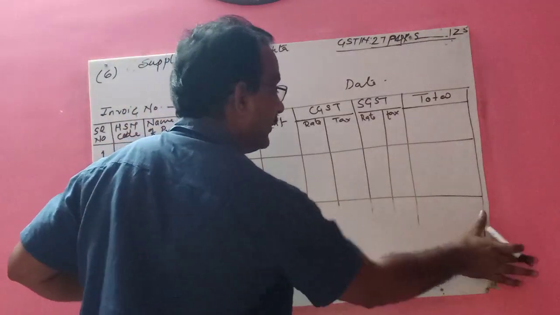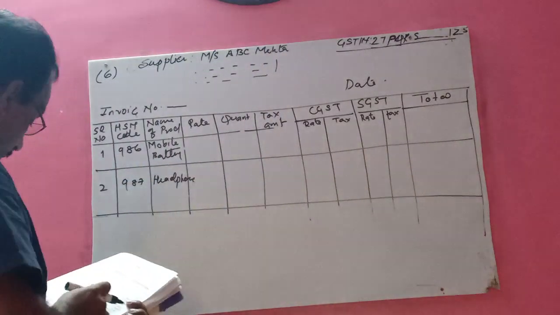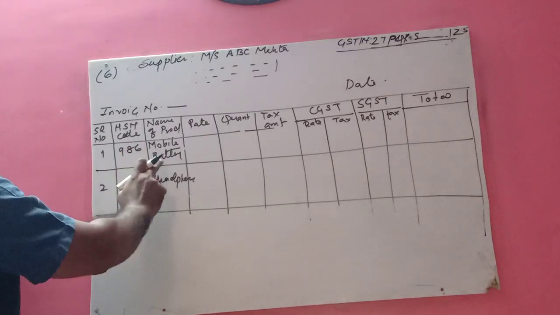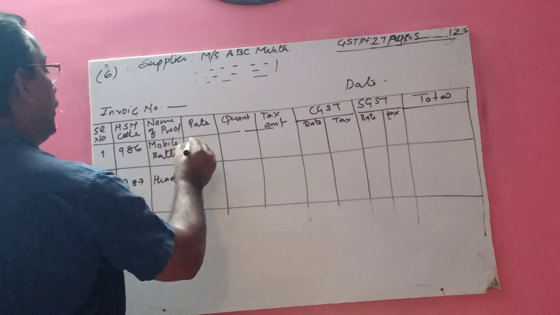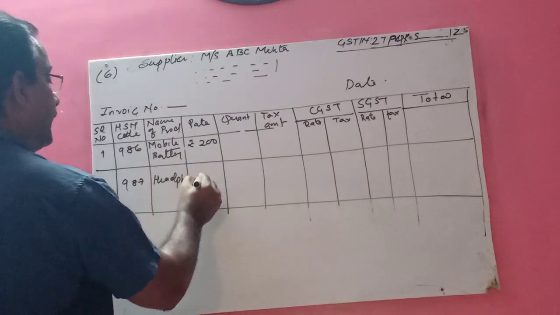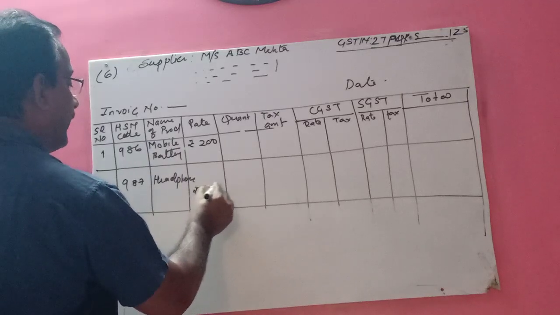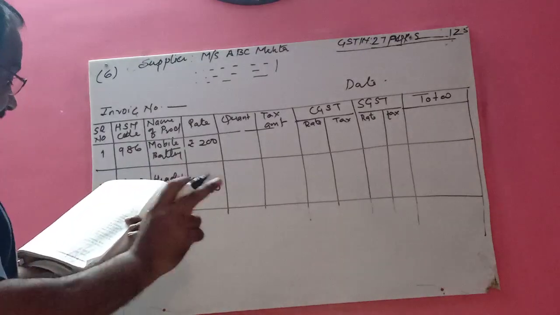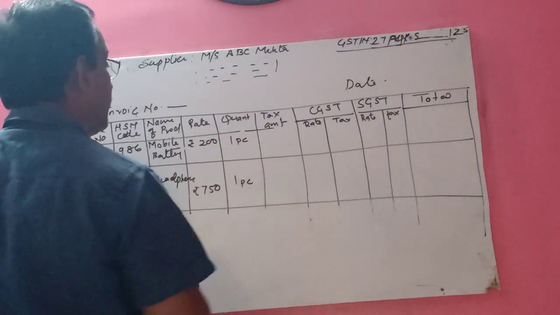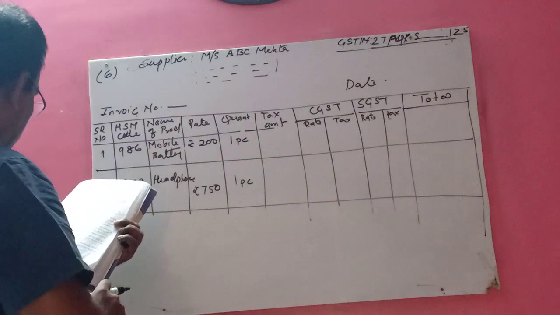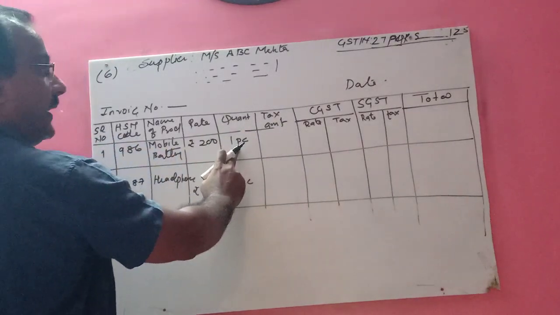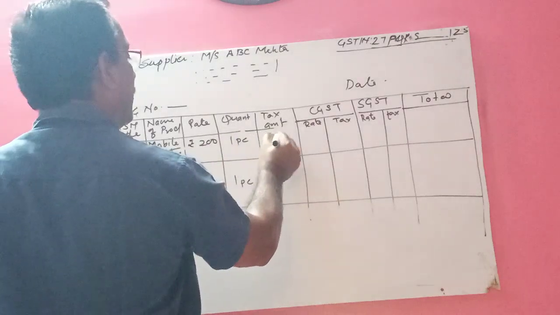After that, children, you write down what is given in the textbook. Rate of mobile is given how much? Rupees 200. So rupees 200. And rate of headphone is given rupees 750. So rupees 750. Quantity, see, last it is given 1 piece. So 1 piece. 1 piece. Taxable amount: quantity and taxable amount are the same because 1 piece is there. So 200 into 1, you will get 200.